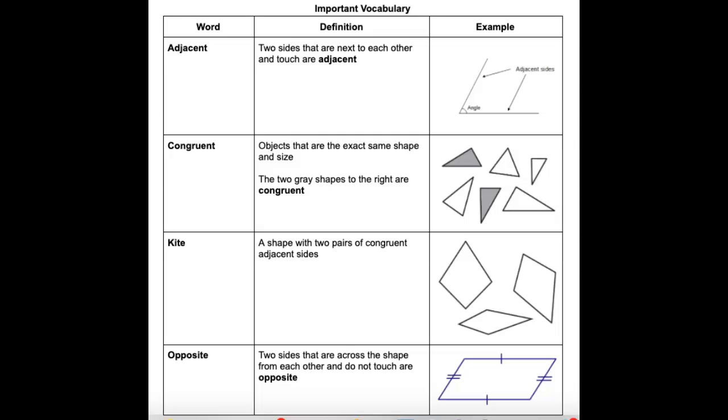Our first vocabulary word is adjacent. Adjacent means two sides that are next to each other and touch. You can see here in the example, these two sides are next to each other and they touch to form this angle. So these two sides are called adjacent.